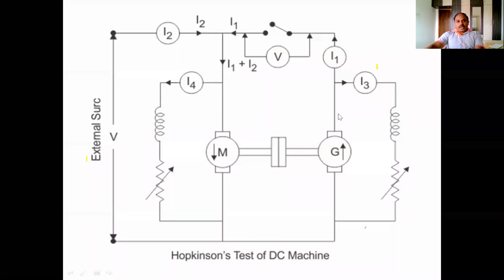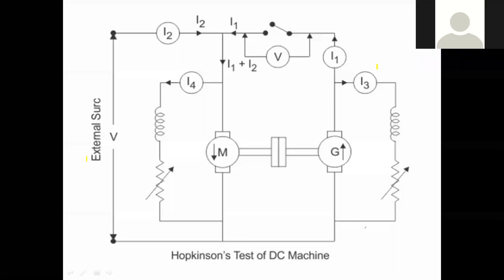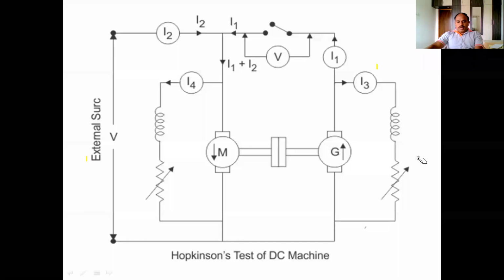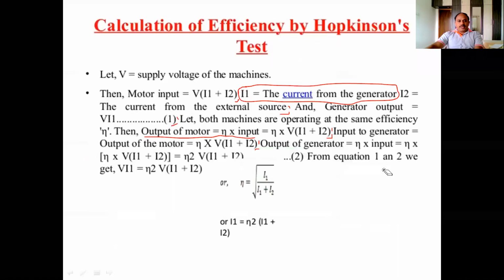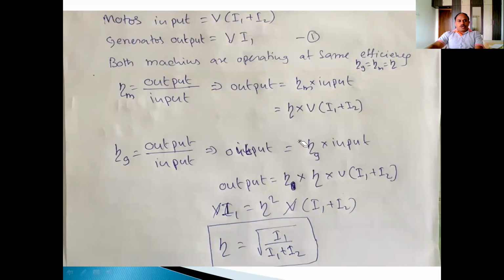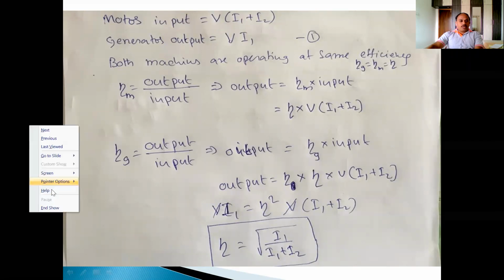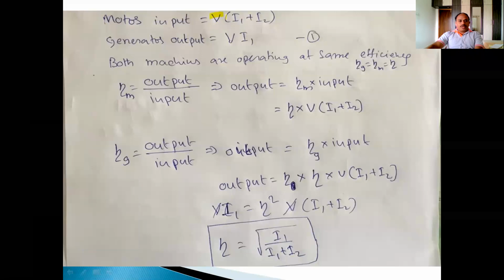So this is the circuit diagram. Now we calculate how efficiency is calculated. Remember the motor input. Motor input: the voltage across the motor is V.